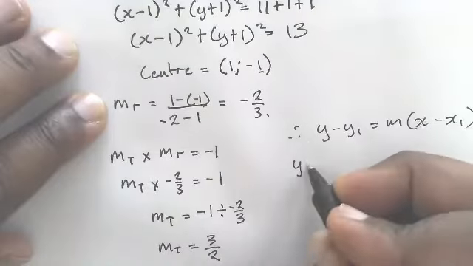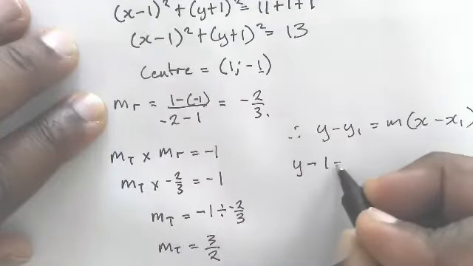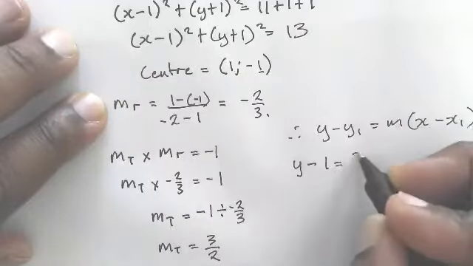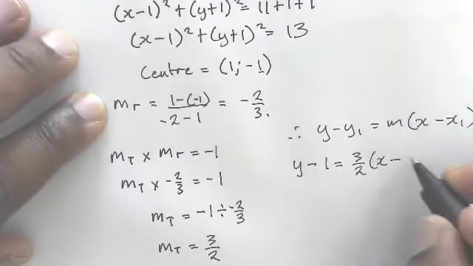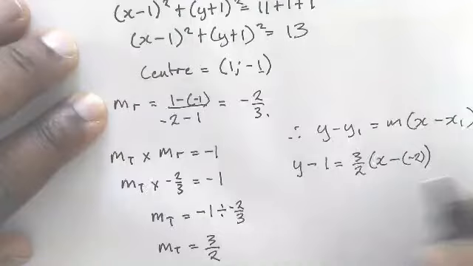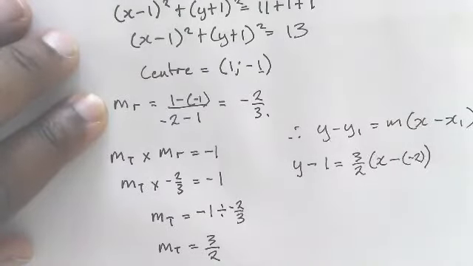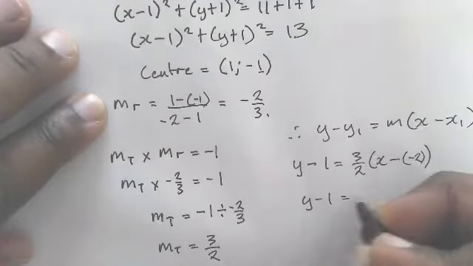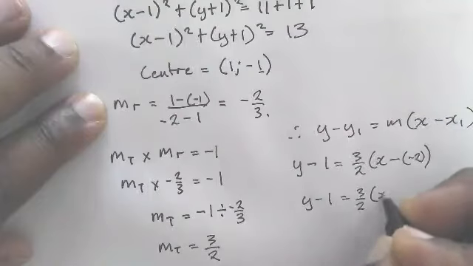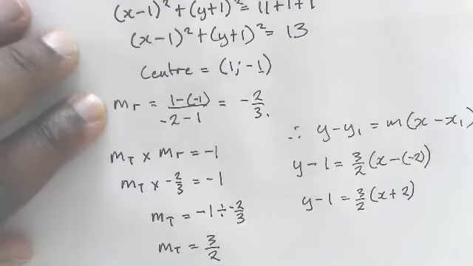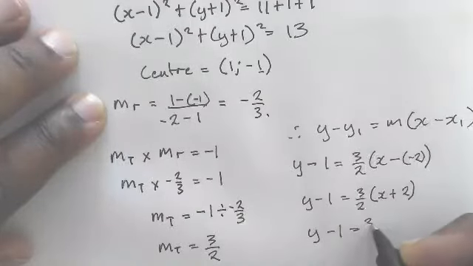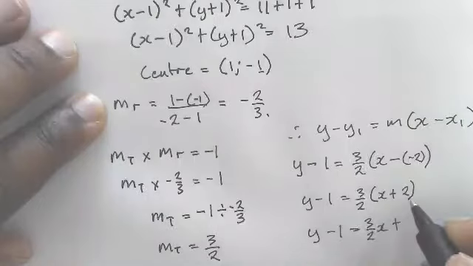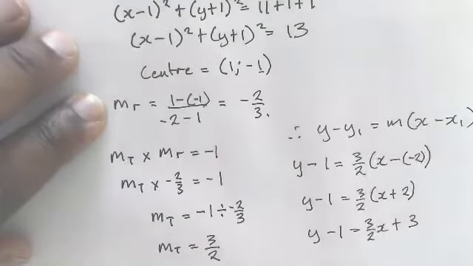Yes, sir. Okay. So y minus, the y coordinate of that was 1. The gradient here is 3 over 2, times x minus x1, the x coordinate is negative 2. So we're just going to simplify this equation and make y the subject. So y minus 1 becomes equal to 3 over 2 times (x plus 2). Okay, multiply everything with the brackets. So y minus 1 is equal to 3 over 2 x plus 3 over 2 times 2.